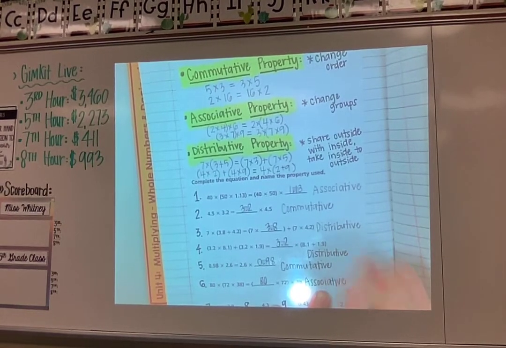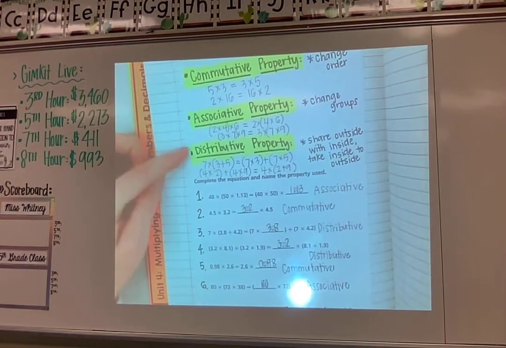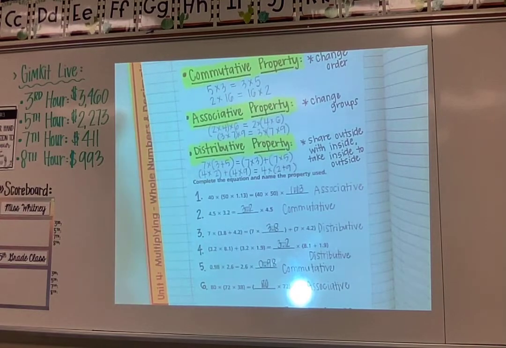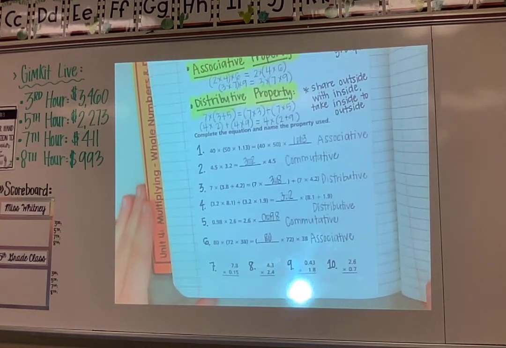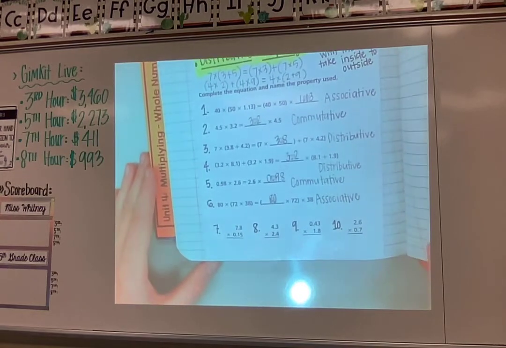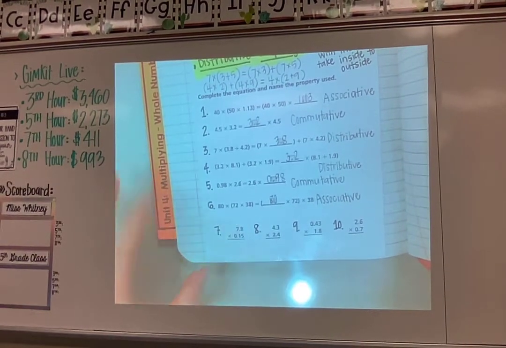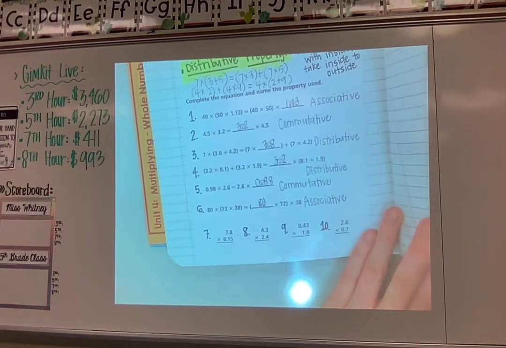Now, as you work on your assignment, you're probably going to need these three options, so you might have to come back to the video and pause it so that you can really get a good look at those as you're working on your homework, or write them down in your notebook. Let's do 7, 8, 9, and 10 just as a good review. These are just multiplying decimals, so I'm going to go through them pretty quickly.